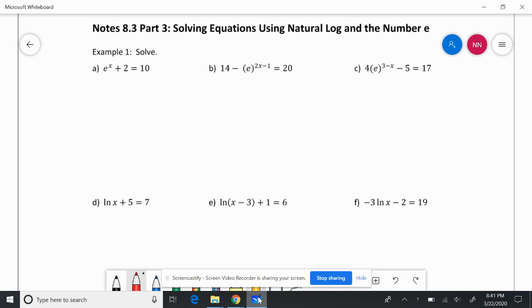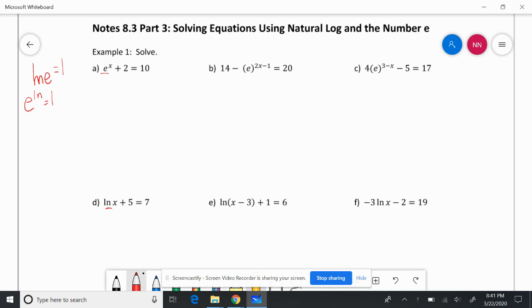What we're going to do now is solve equations with natural log and the number e. Natural log and the number e are opposites. Whenever we have a natural log and e, that equals 1, or if we have e and the natural log, that also equals 1. So whenever we see a base of e, we know we're going to be using a natural log. And whenever we have a natural log, we know we're going to use a base e.